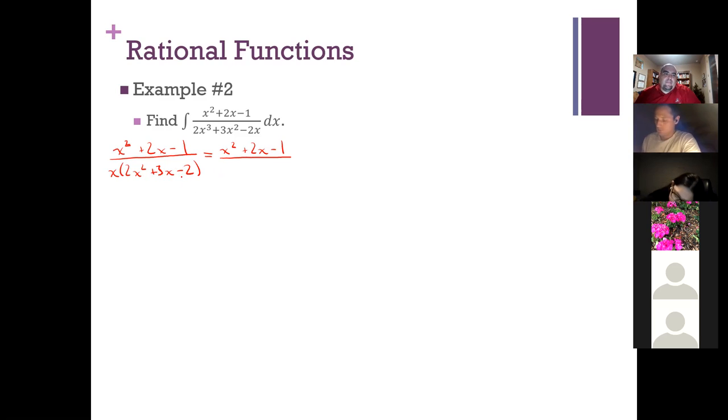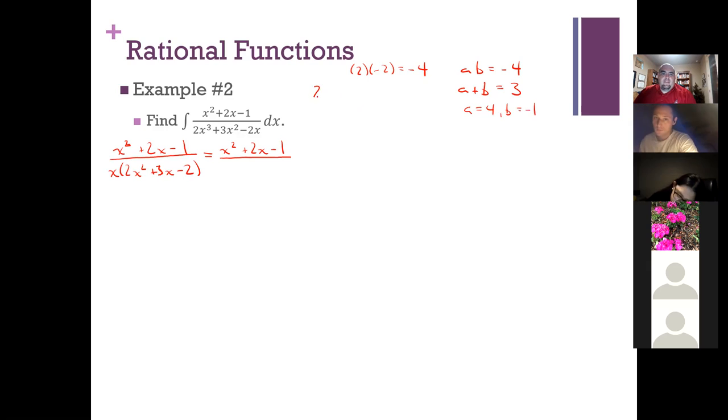All right, so the way I think is the simplest way to handle these: I know that 2 times negative 2 is negative 4. So I want to find numbers where A times B equals negative 4, and A plus B equals 3, the coefficient of my middle term. So what A and B fit the mold there? A equals 4, B equals minus 1.